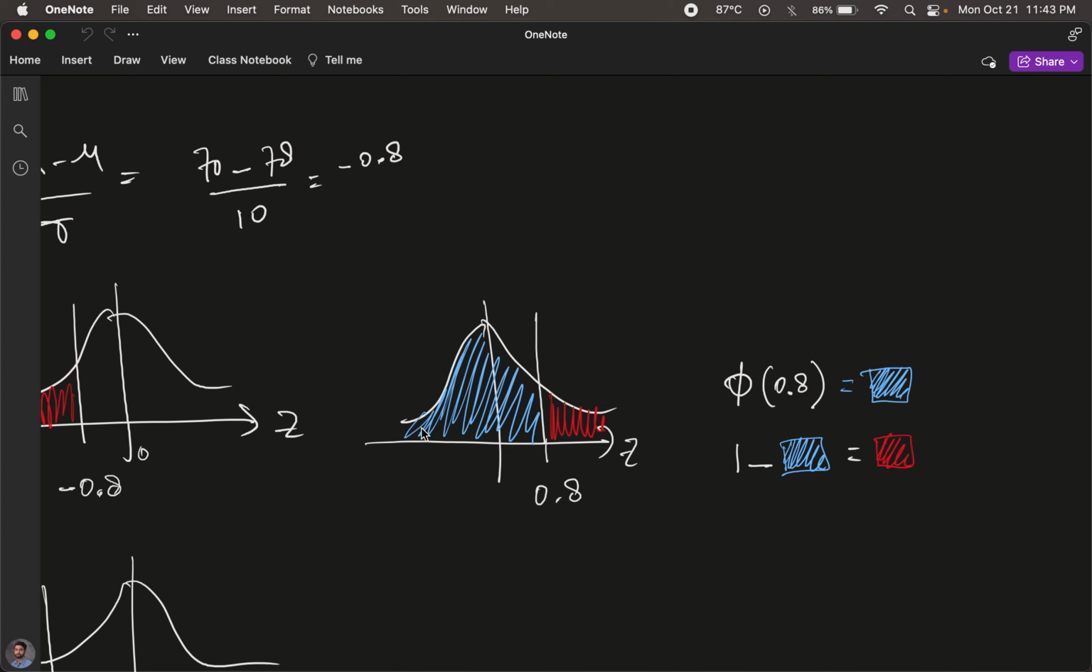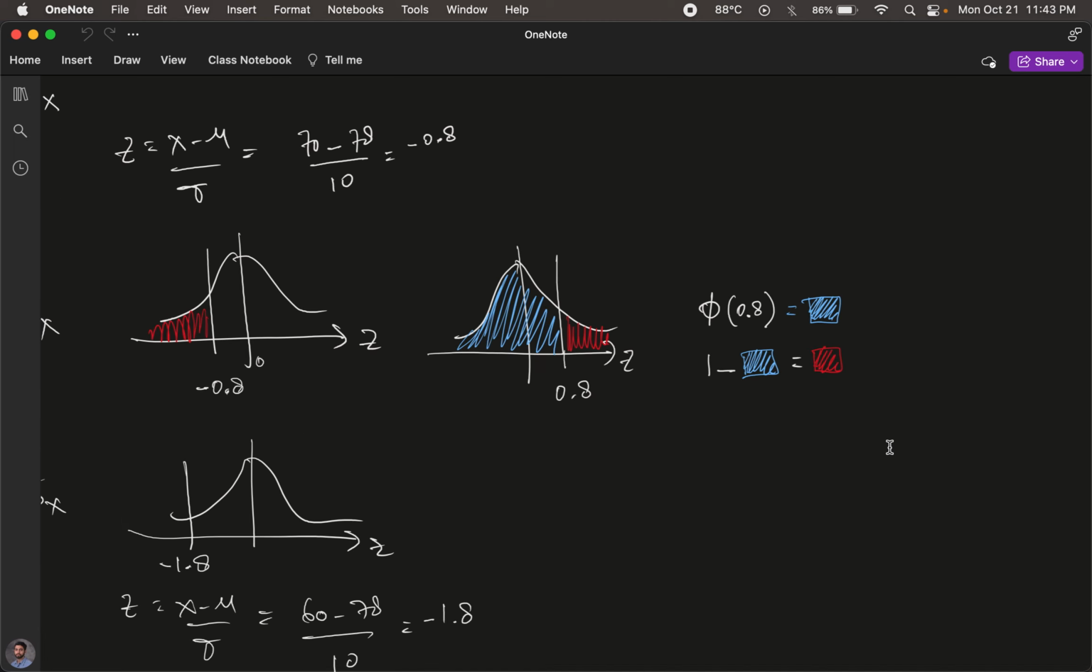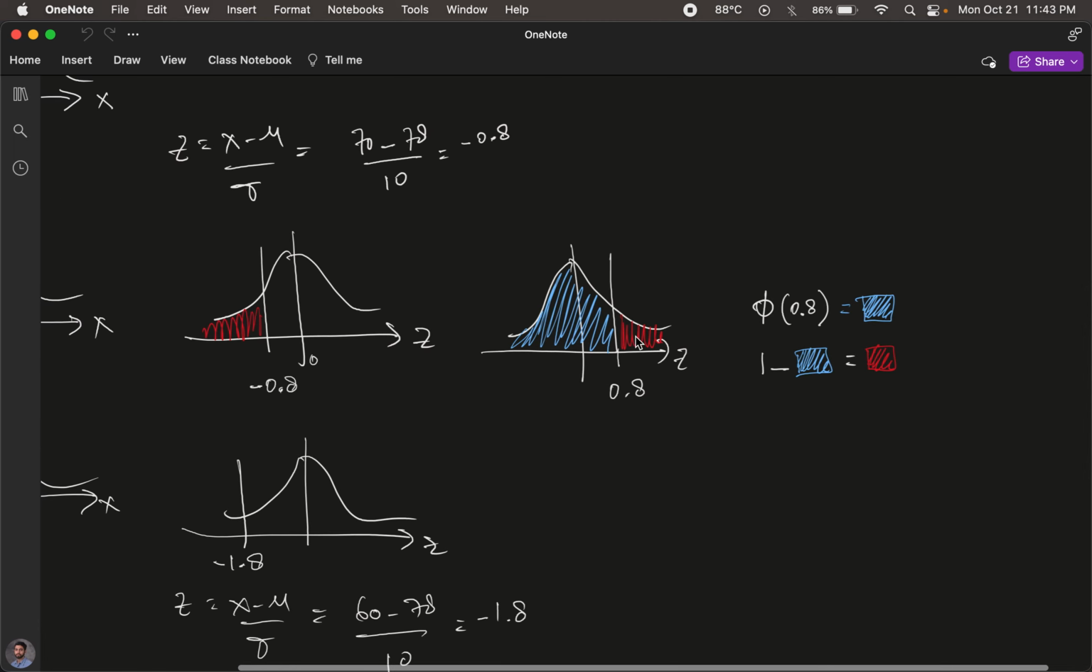Because the total probability under the curve is 1. I subtract the blue area, I will get the red one. Okay, z table, positive z values, give me areas to the left. I have the area to the left, which is blue. I subtract that area from 1, I will get the area to the right, the red one. And once I have this area, I am super happy, because this area is the same tail area that I had here. So half of my work is done.